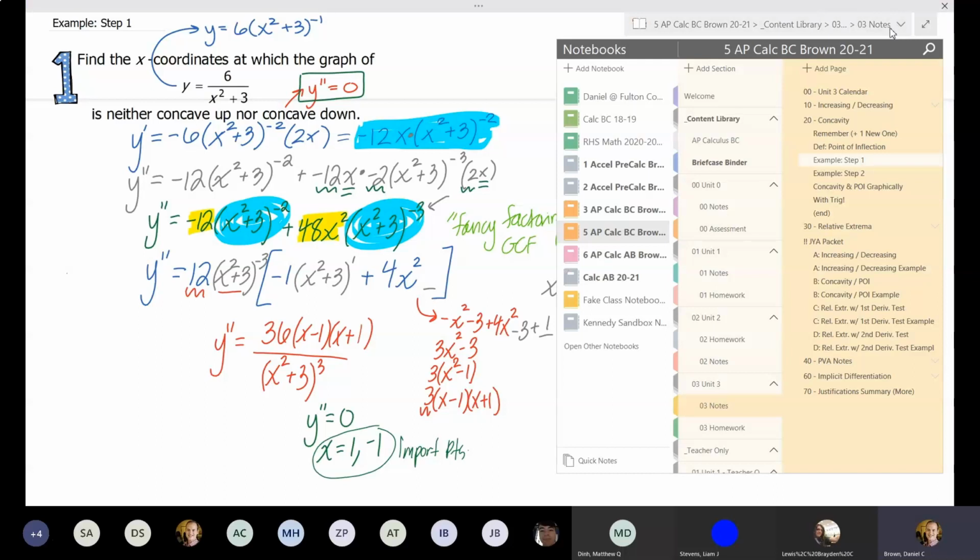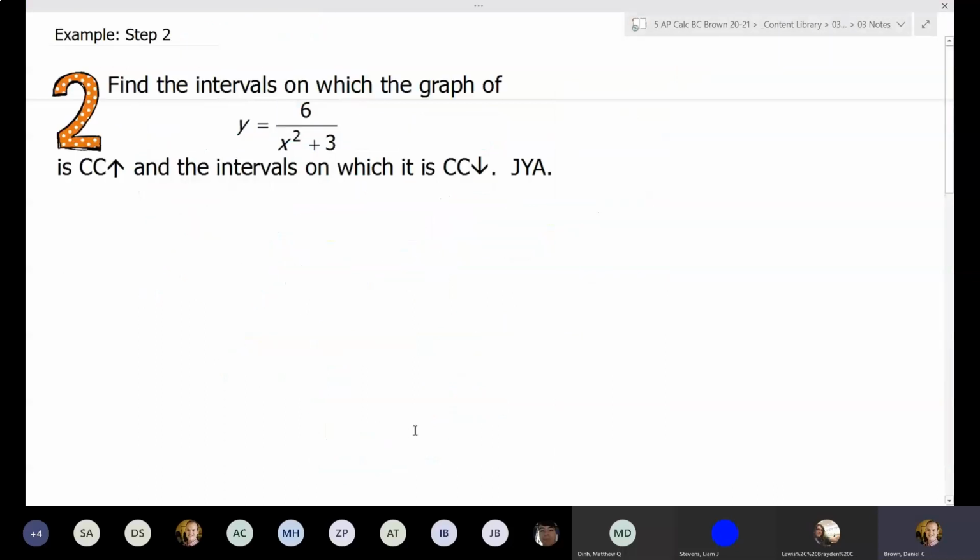is I want to talk about how we can find the intervals of concavity, like where this graph is concave up and where it is concave down. Similar to how you did intervals of increasing and decreasing, you first want to find some important values on the second derivative. So you basically want to find when the second derivative is equal to 0 and where the second derivative is undefined.